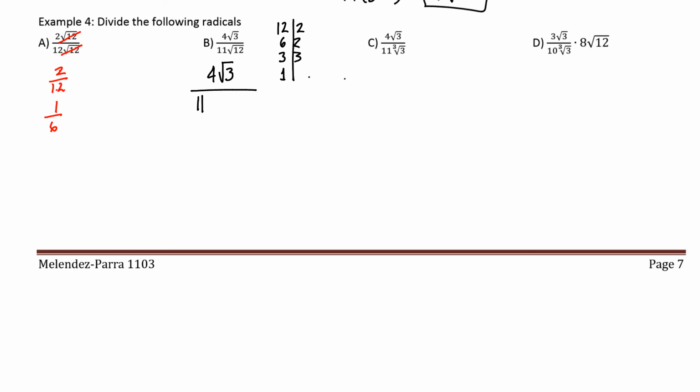Like before, the 2 is gone, the second one gets out. The 3 doesn't have a pair to go out, so it has to stay inside the bracket. So you're going to get 2 square root of 3. 2 on the outside, 3 on the inside.